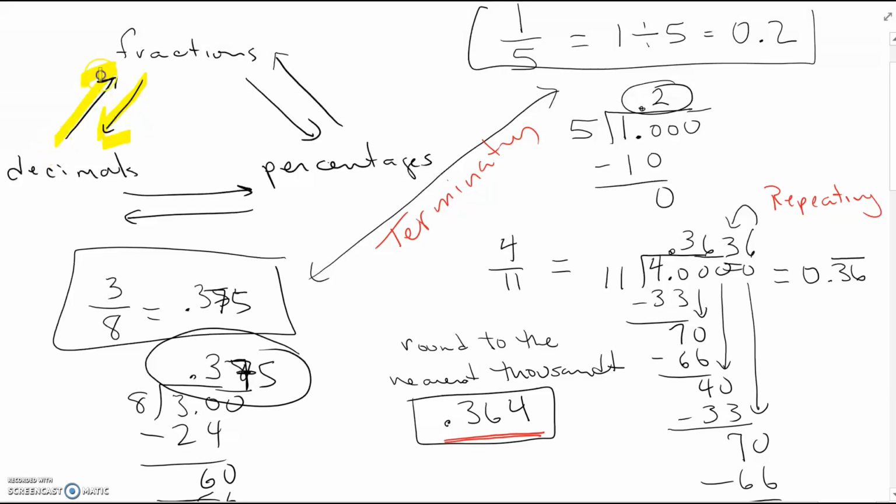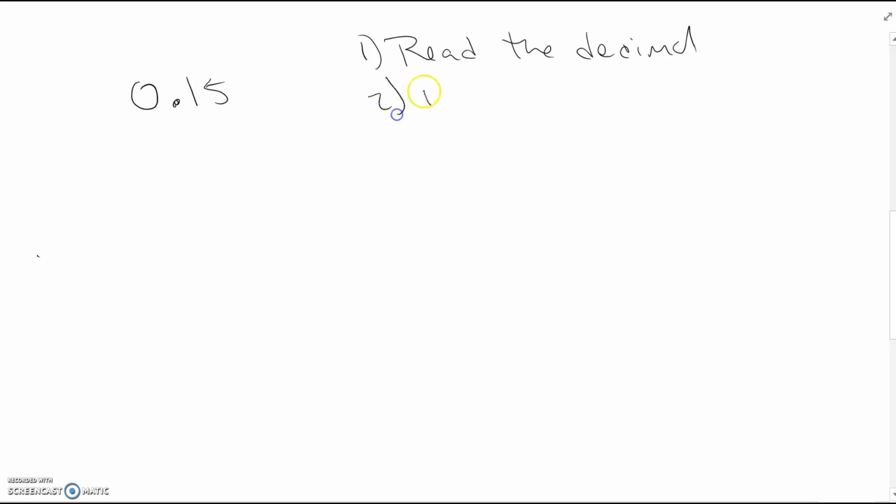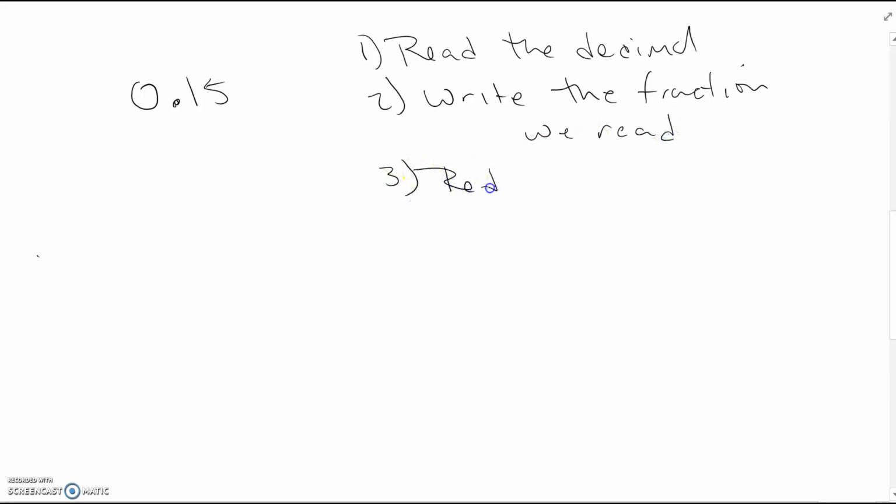So next we want to look at going from a decimal to a fraction. When we go from a decimal to a fraction, we'll start out with the decimal. And the steps are this. We're going to read the decimal, and then we're going to write the fraction we read. And finally, we're going to reduce the fraction if it reduces.